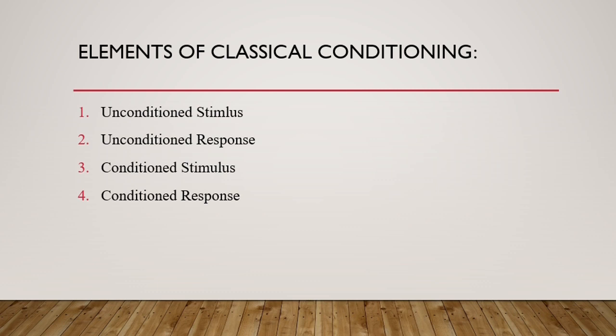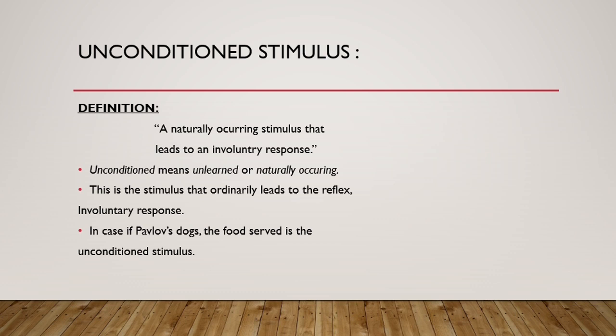Pavlov eventually identified several key elements that must be presented and experienced in a particular way for conditioning to take place. There are four elements of classical conditioning: unconditioned stimulus, unconditioned response, conditioned stimulus, conditioned response. Unconditioned stimulus. The definition includes: a naturally occurring stimulus that leads to an involuntary response. The original naturally occurring stimulus is called the unconditioned stimulus. The abbreviation is UCS, or you can normally say US. The term unconditioned means unlearned or naturally occurring. This is a stimulus that ordinarily leads to a reflex, involuntary response. In the case of Pavlov's dogs, the food served is the unconditioned stimulus.